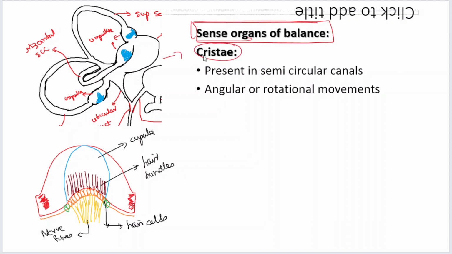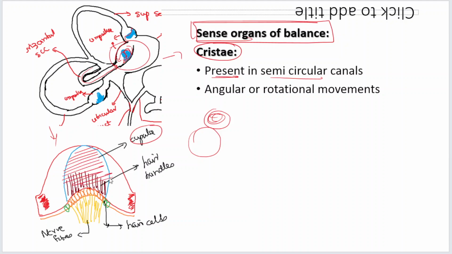Now, coming to the sense organs of balance, the first one is the crista. Crista, as we have already talked about, is present in the semicircular canal. This is the crista. This is the ampulla. In that is present the crista. Suppose the person is rotating around, as in ballet dancing, for example. There will be movement of the fluid in this direction, causing the crista to move in this direction. If you look under a microscope, it will appear like this. There is a gelatinous fluid that is called the cupula.